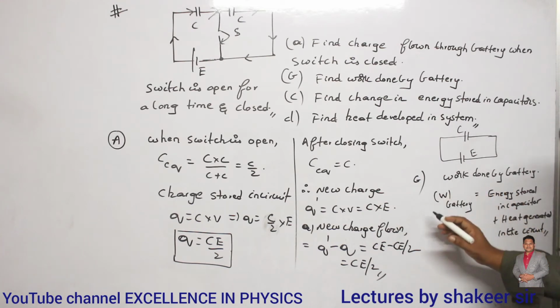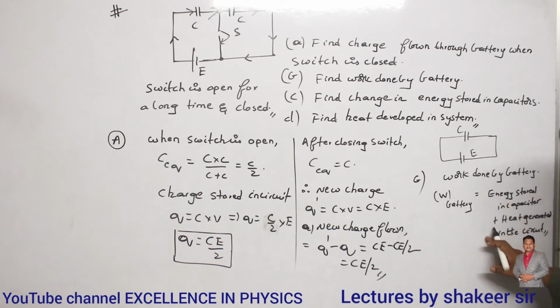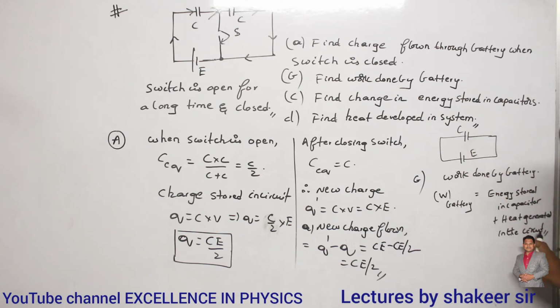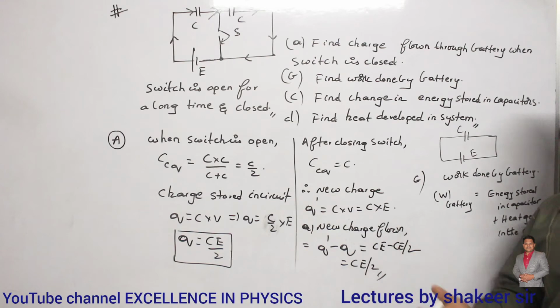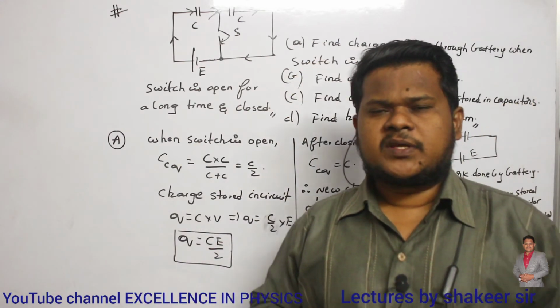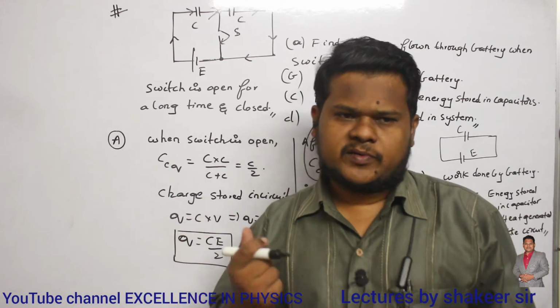So the total work done by the battery is distributed into two types of energies. One is the energy stored in the capacitor, and the remaining amount of energy will be wasted as heat energy, because the charges must travel from one place to another. In that process, definitely heat will be generated.